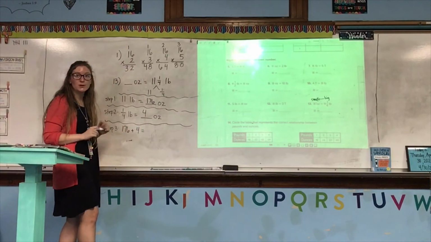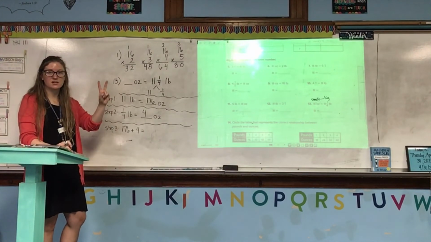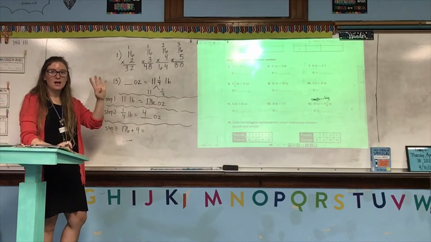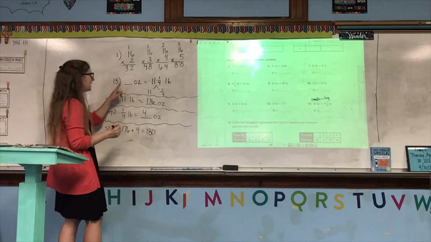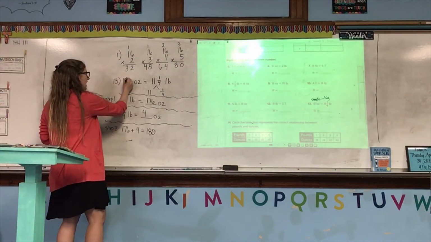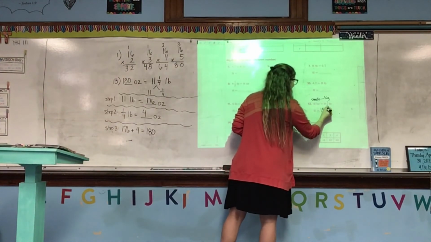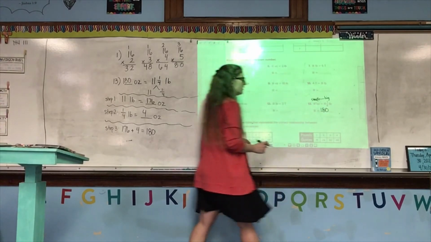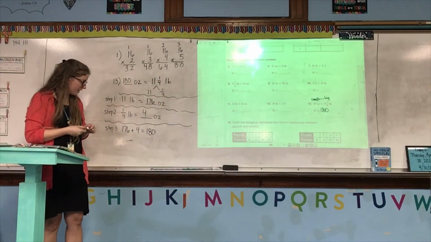176 plus 4, well, we can just count up. 176, 177, 178, 179, 180. So that means 180 ounces is equal to 11 1/4 pounds. Okay, that's all we're going to do together.